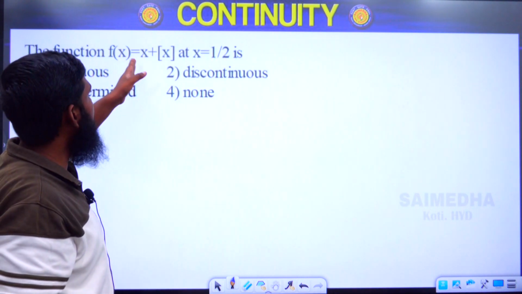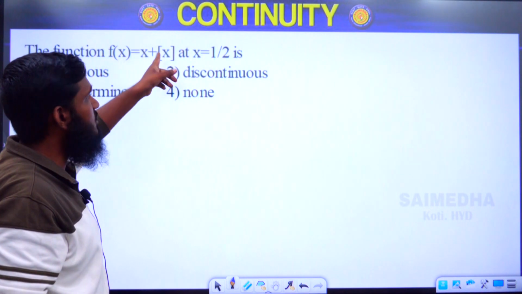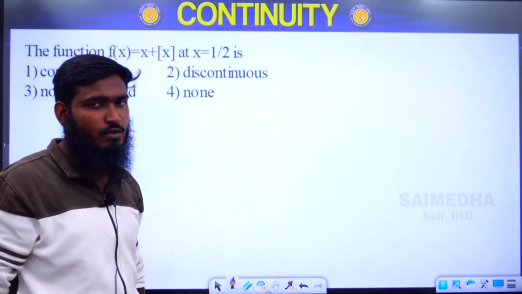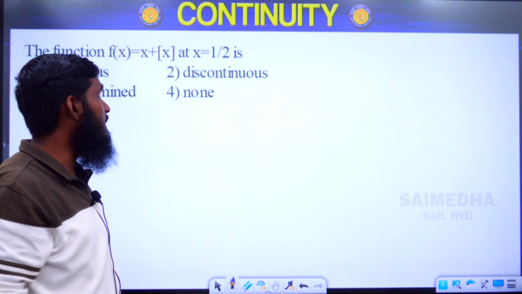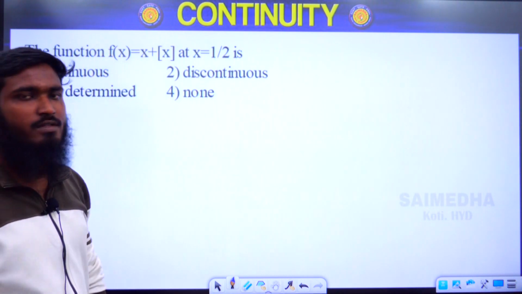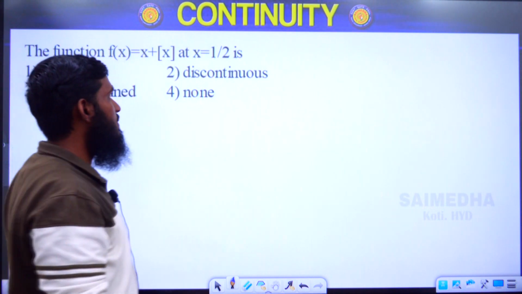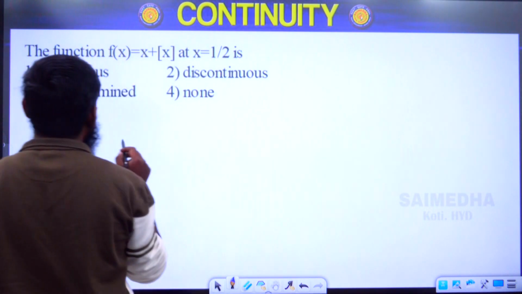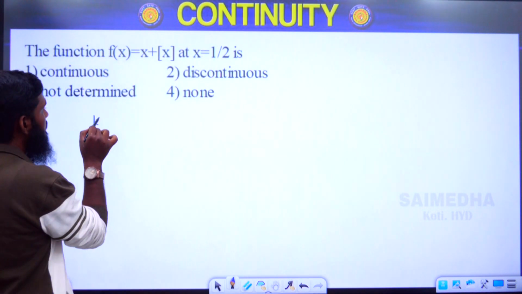Now let us see the next question. The function f of x is equal to x plus bracket of x. Bracket of x means we are having a step function over here. What we are having? Step function at x equals 1 by 2. Now we have to find out this part. As we are having a step function, let us try to find all the values. First we are going with the LHL value.